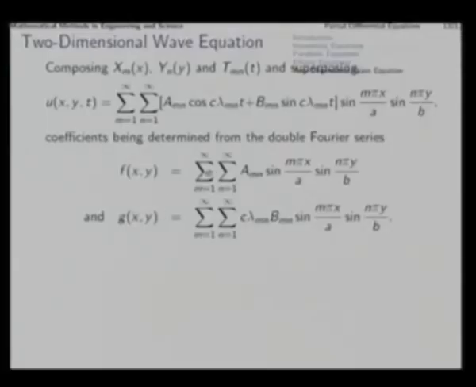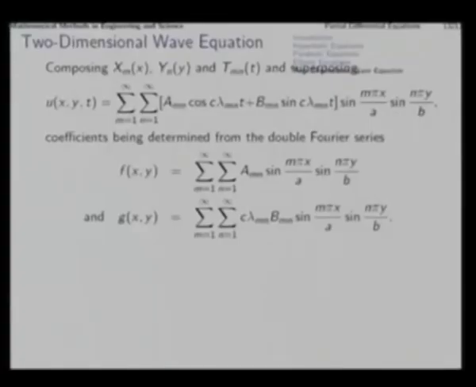So, now you find that the coefficients a mn and b mn can be found from the coefficients of the double Fourier series of f(x,y) and g(x,y). One simple case of this is given in the exercises, in which case you go ahead and find the values of a mn and b mn from the Fourier series expansion of the initial condition functions.